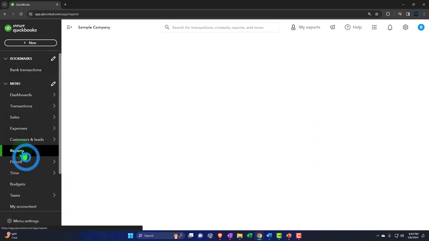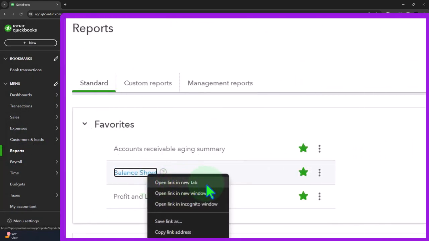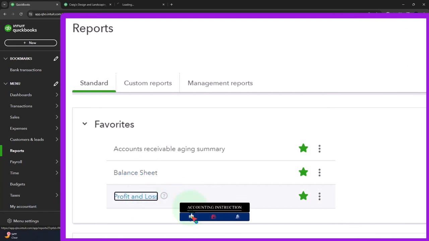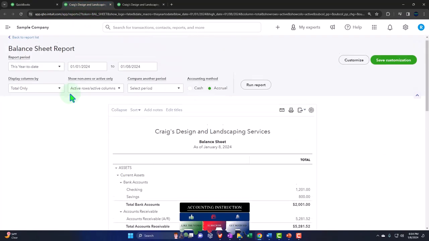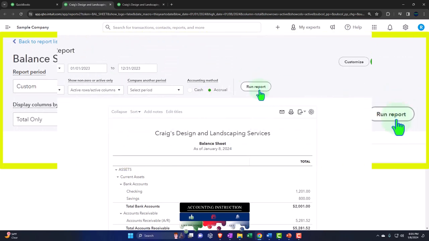Reports on the left-hand side in the favorites. We're going to be right-clicking on the balance sheet to open link in a new tab. Right-clicking the profit and loss. Once again, opening the link in a new tab. Tapping to the middle, closing up the hamburger and changing that range: 010123 tab, 123123 tab. Run it to refresh it.